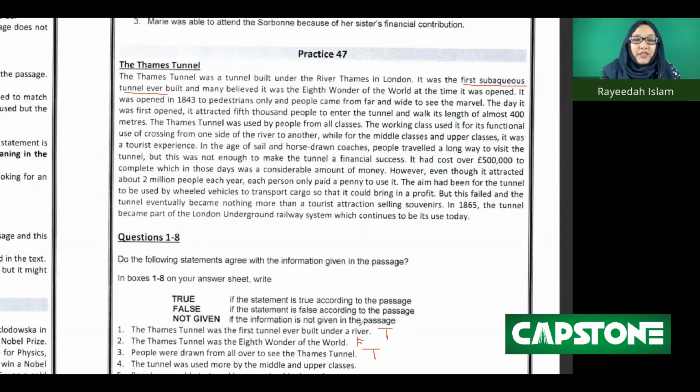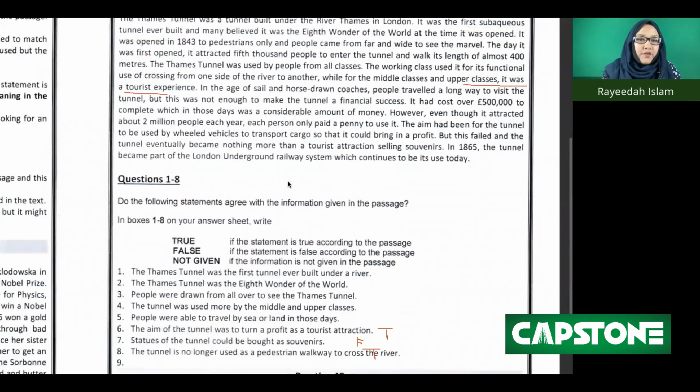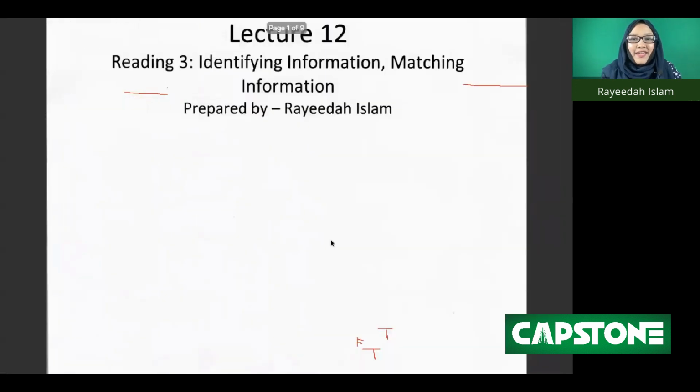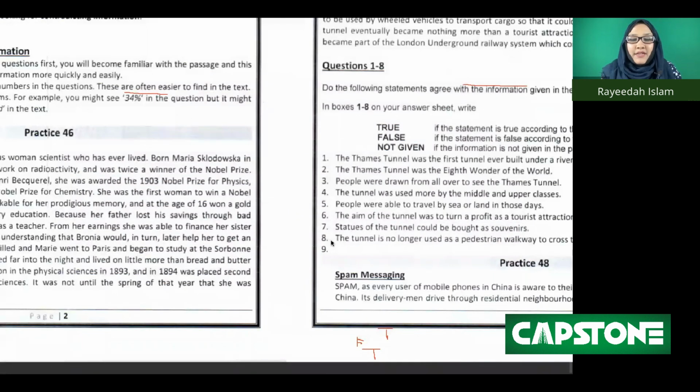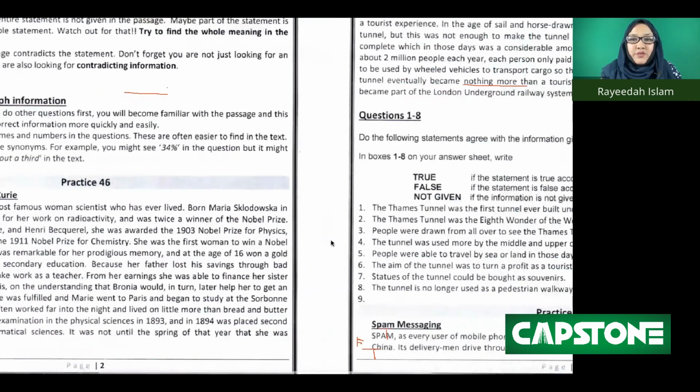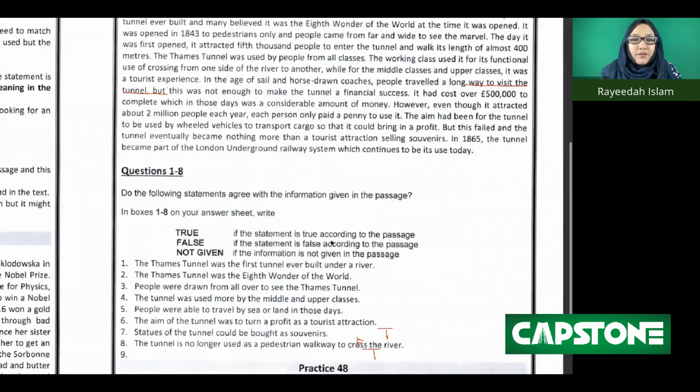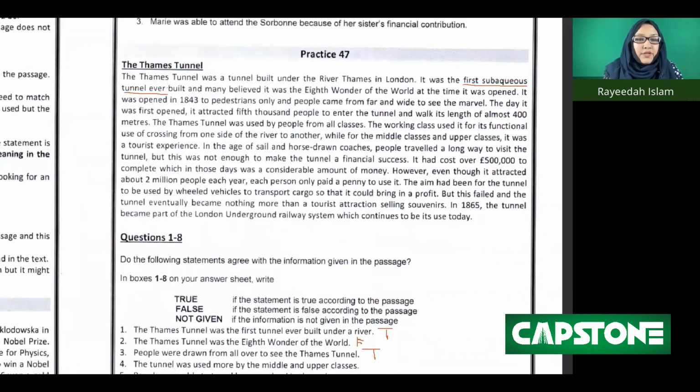Now let's go and look at questions 4, 5, and 6. Where are they? Okay, here they are. Okay, hold up. My annotation হচ্ছে, so it looks like that. So look at number 4. The tunnel was used more by middle and upper classes. Let's look at this statement and let's search for this information in the passage for a minute.